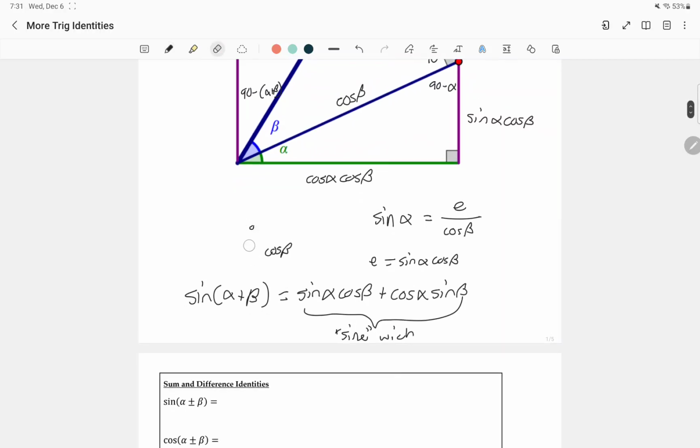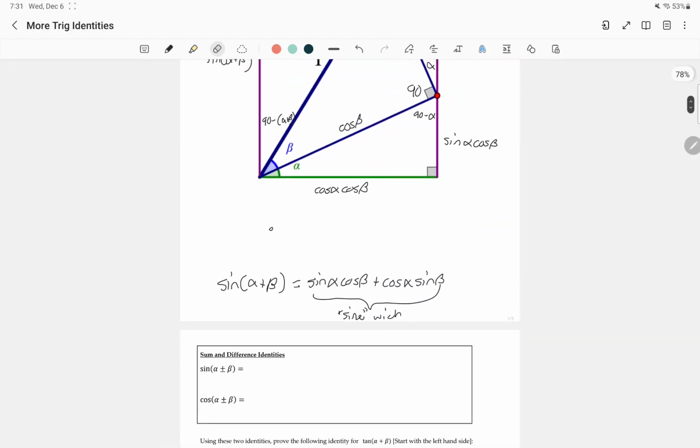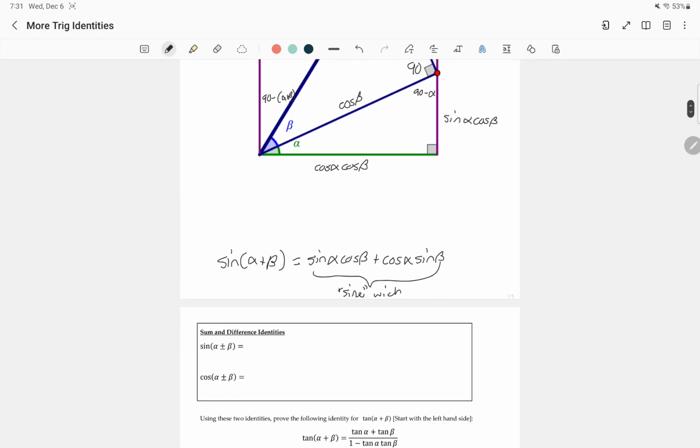And I'm going to erase this to make some more room. Just notice how the sines are on the outside and the cosines are on the inside. And if this is a minus, the inside will be minus as well.